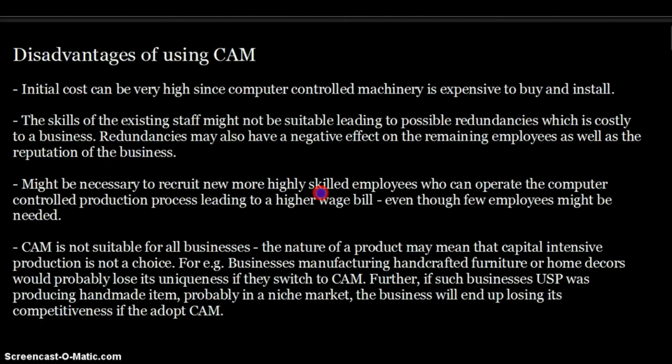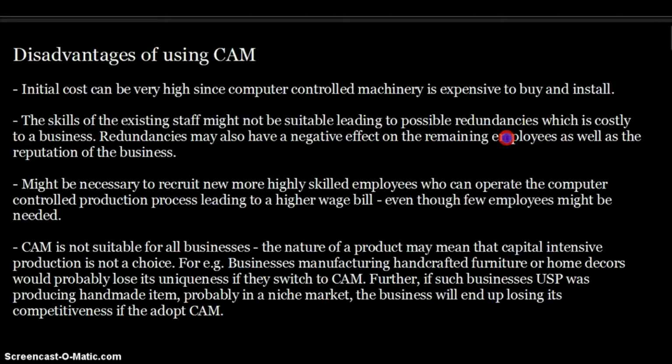Now, what are the drawbacks of camera manufacturing? The disadvantages of camera manufacturing. The initial cost can be very high since computer controlled machinery is expensive to buy and install. Of course, the same thing goes for camera designing as well. The skills of the existing staff might not be suitable, leading to possible redundancies, which is costly to a business. Redundancies may also have a negative effect on the remaining employees as well as the reputation of the business.